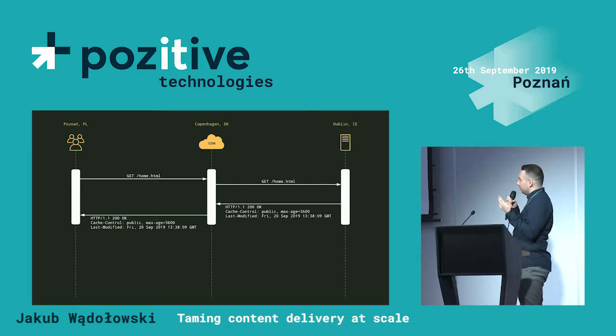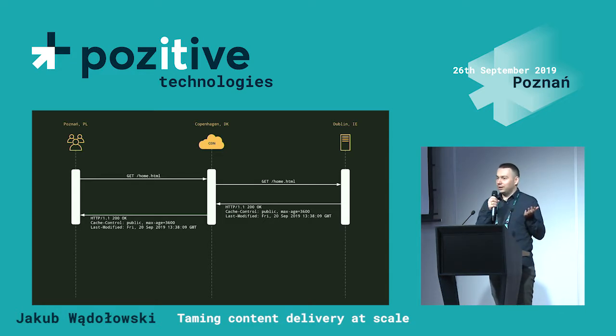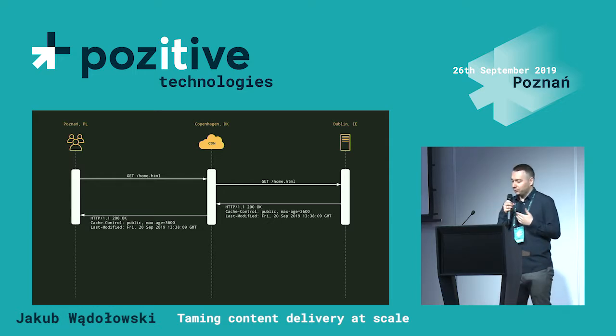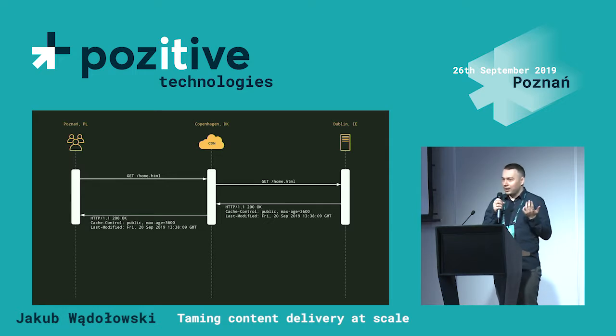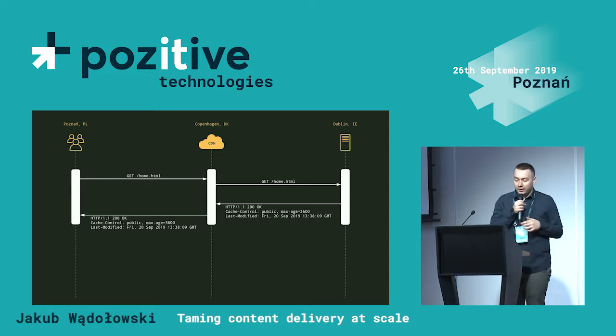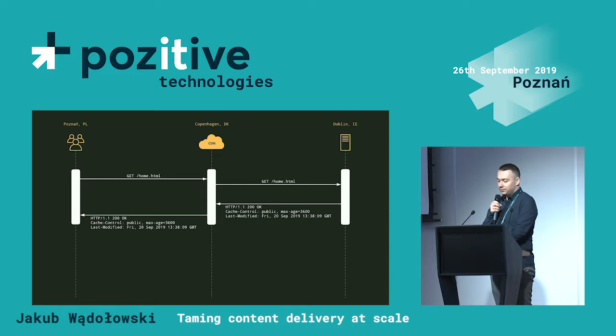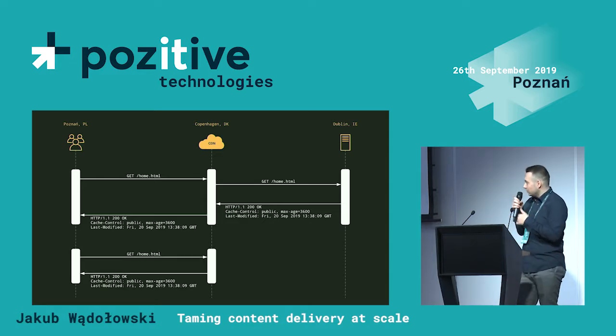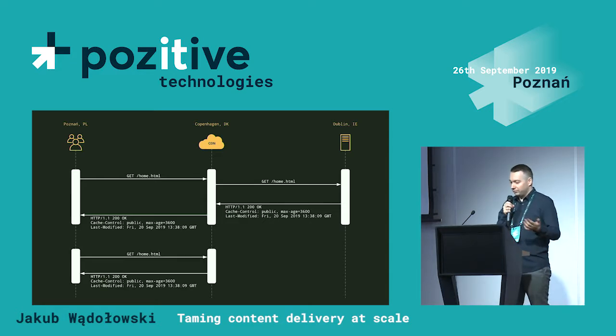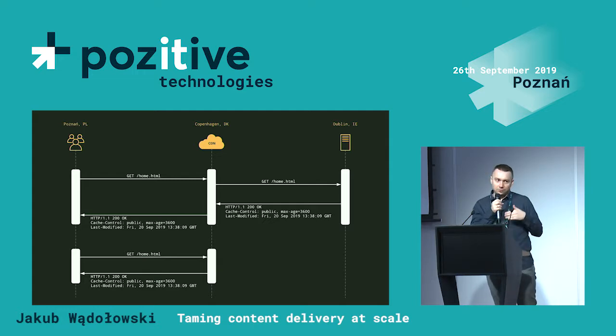So you go from Poznan to Copenhagen in this example, and then the CDN will say, okay, I have no idea what you're asking for. Let me fetch that data from the actual application. So the request will be proxied. You get a response back. The CDN says, okay, I have a response from your application. I'm going to cache it in my data center, which is in Copenhagen here, and I'm going to send the response back to the client. So the subsequent request will stop in Copenhagen. You don't have to go through the entire continent or across continents to get some data.